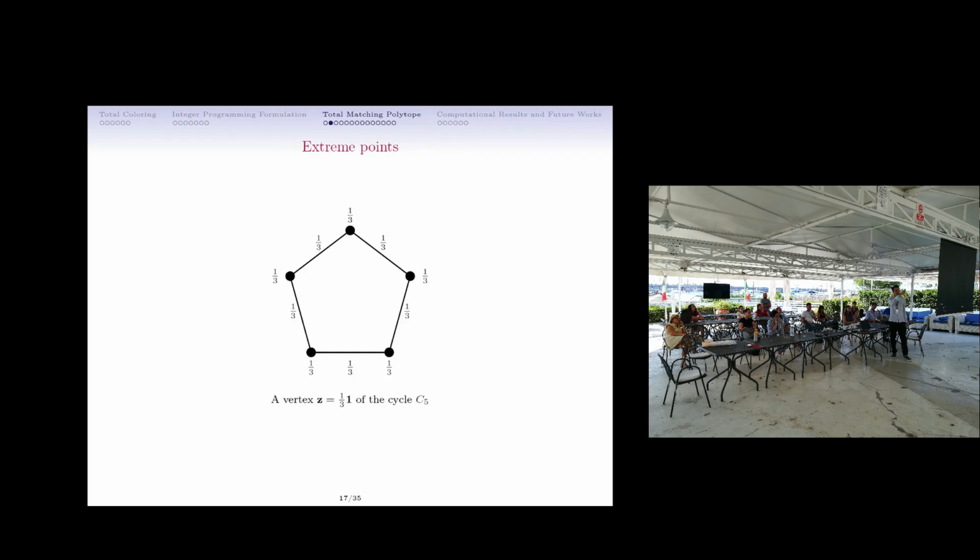But we do not have a full linear description of the total matching polytope. For instance, take this tiny graph with a cycle of length 5. The point in which every entry is 1 over 3 is a point in the total matching polytope for that cycle, but it is not a vertex of that cycle. And so we can cut out this point in order to find a new linear inequality for the total matching polytope.